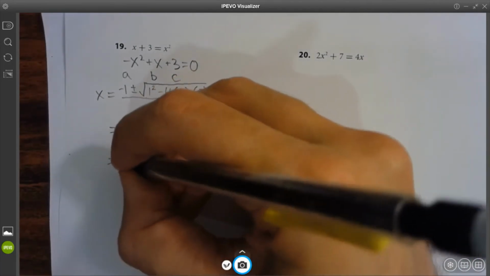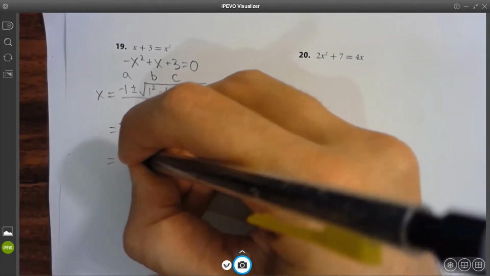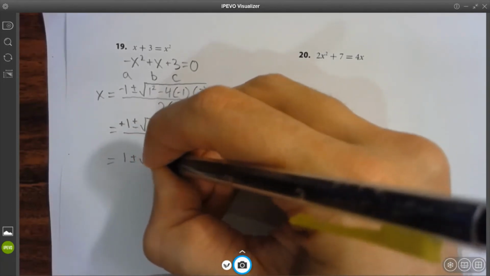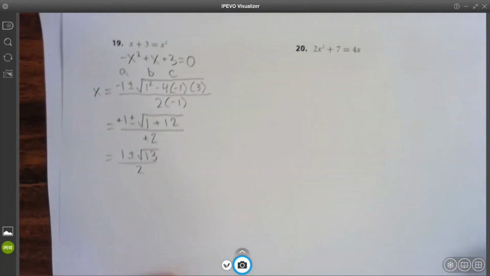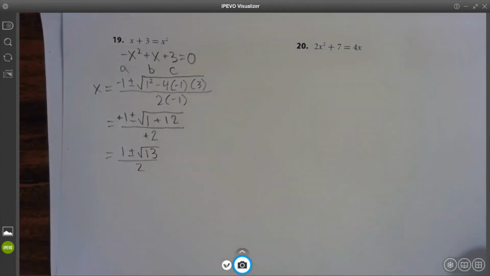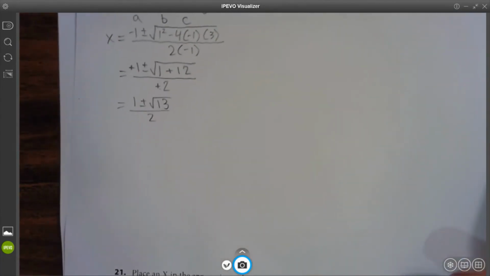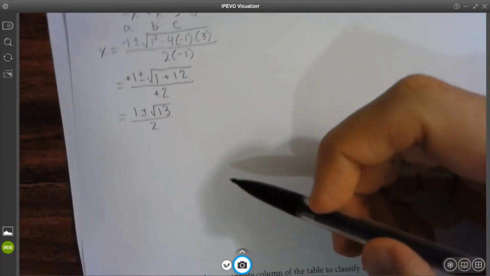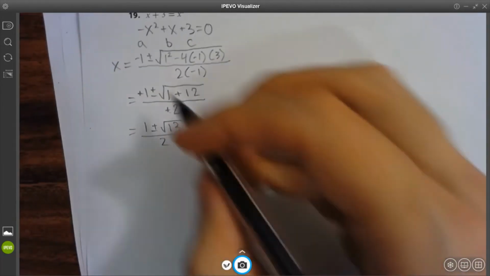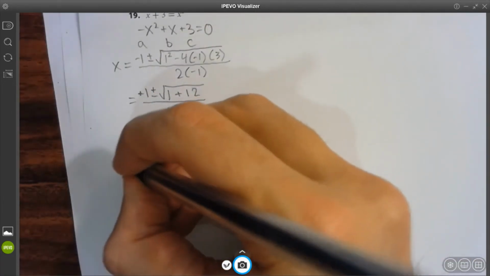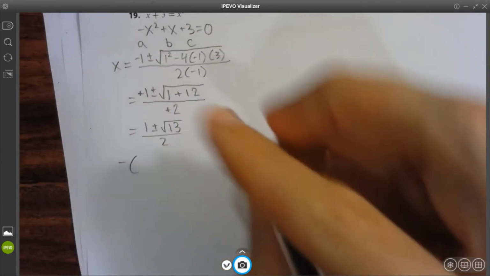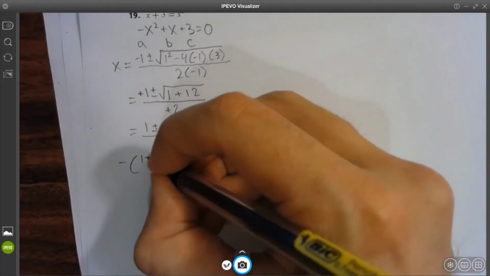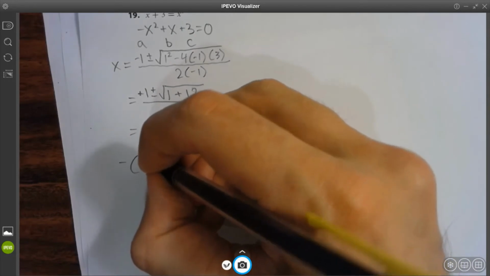Okay, so I have 1 plus root 13 and 1 minus root 13 all over 2. So this one's going to be a little unpleasant in its own special way because it has a fraction that we're going to plug into our equation. So let's go ahead and do that. We have negative of this stuff squared. I'll go back to the positive version.